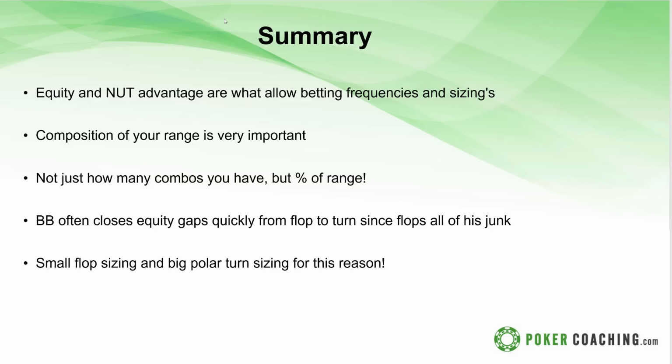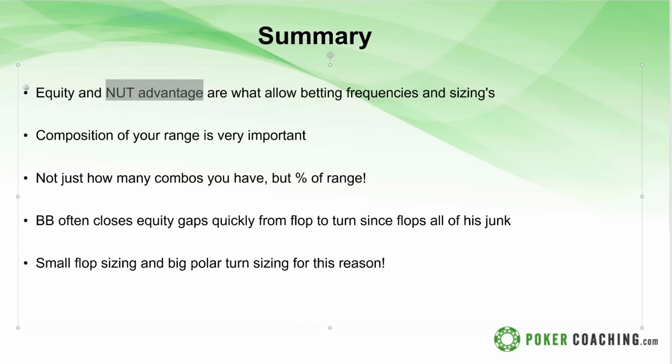In summary, these are the key takeaways. Equity and nut advantage are what allow betting frequencies and sizings. So equity, how much equity your range has, as we've seen. When you have more equity, you get to bet more often. We've seen that in the four examples. And nut advantage as well. So it's not just equity.